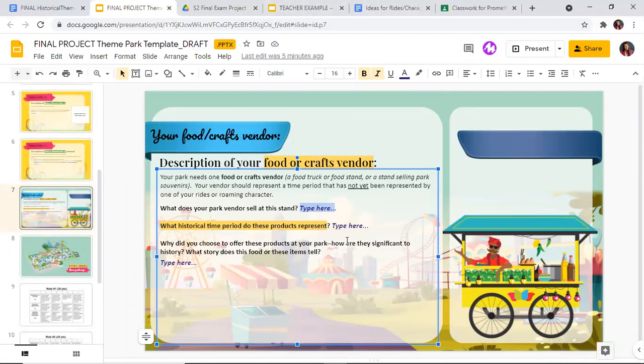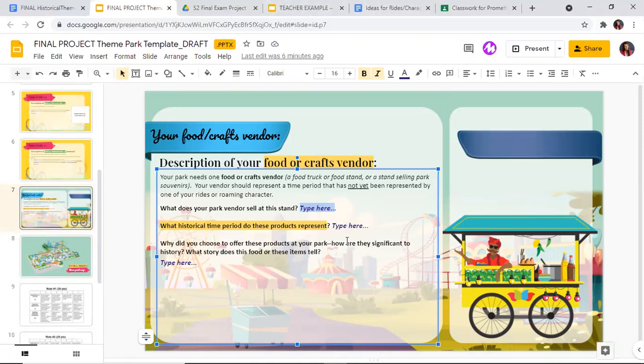So you can't just say, what does your park vendor sell? Mansa Musa's gold. Who cares? Tell us about that. Tell us why it matters. You certainly can't just say salt or whips. All right, you can get stuff like that anywhere. Why do I have to pay the admission price to come to your park to get those items?